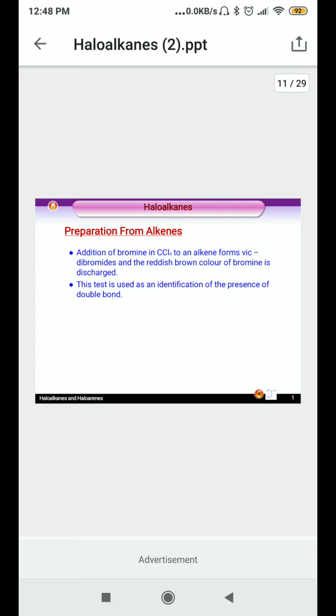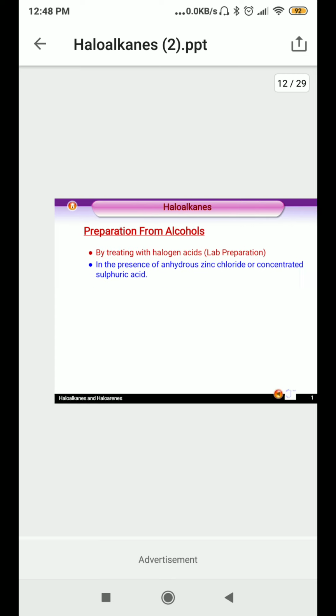And preparation from alkenes, it is done by addition of bromine in carbon tetrachloride to alkene to form vicinal dibromide, and the reddish brown color of bromine is discharged. So this test is used as an identification for the presence of a double bond.